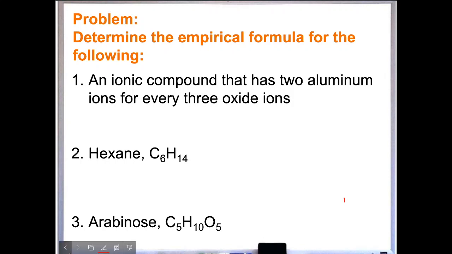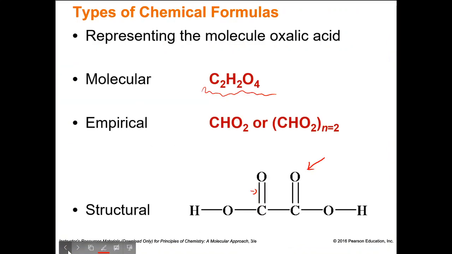Sorry, sometimes when I get going, I touch my screen and it makes it advance the slide. But you know that there's a carbon-carbon bond. You know there's a C-OH bond. So this gives you all of that information combined. It also tells you what types of atoms are there, how many of them, and it shows you how they're connected.